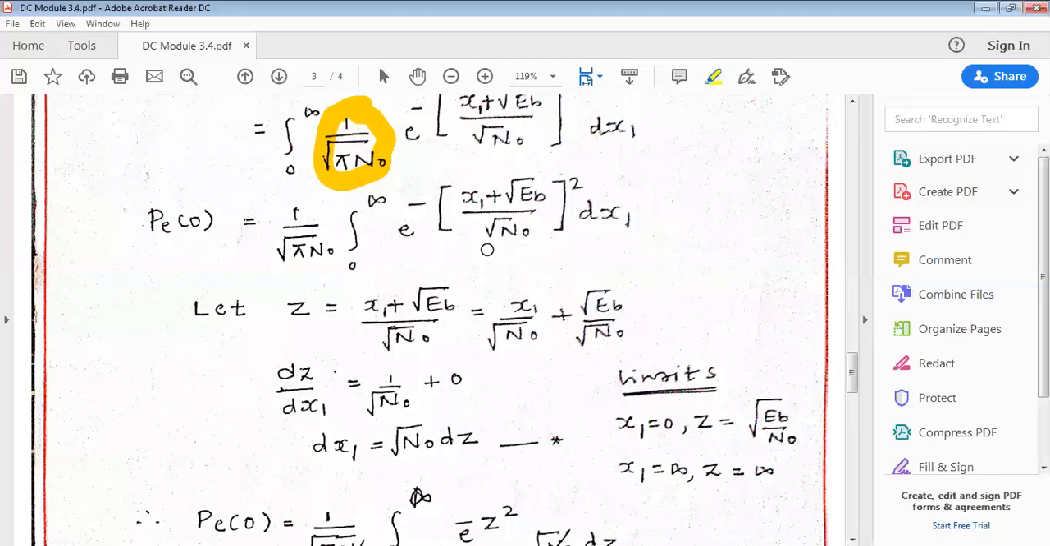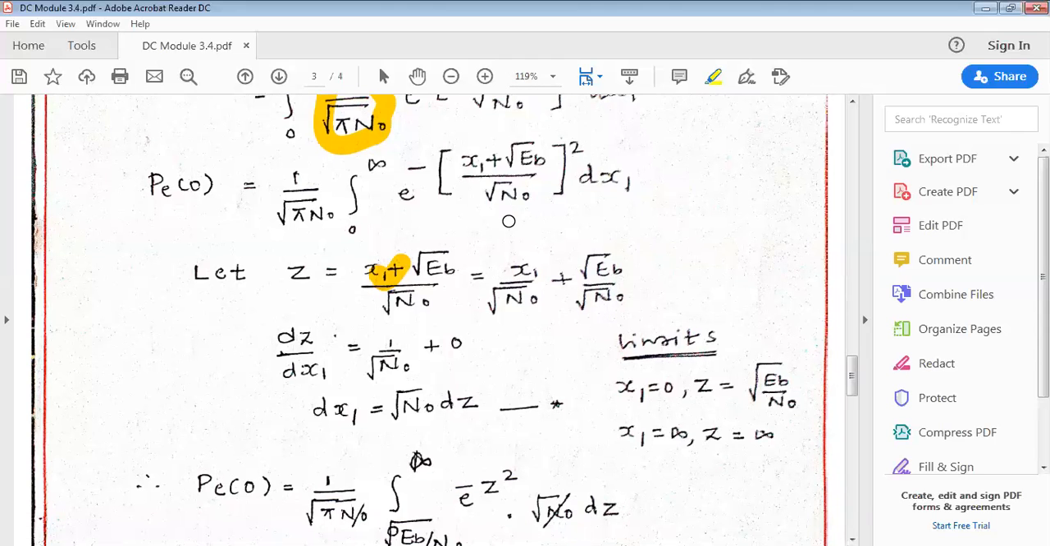So for ease of integration, we'll make a substitution. I will take z, which is equal to x1 plus square root of Eb divided by square root of N naught. I will make the substitution for this by z. Let me simplify this: that is x1 divided by square root of N naught plus square root of Eb divided by square root of N naught. Since we replace all these terms in x1 by z, we also have to replace the differentiating variable, that is dx1 by dz.